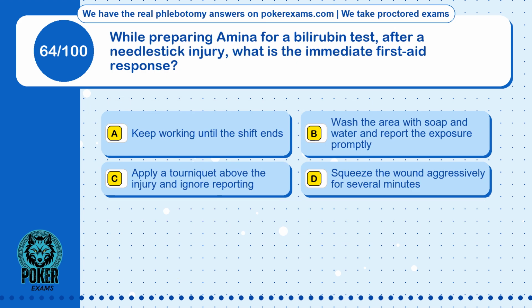Question 64. While preparing Amina for a bilirubin test, after a needle stick injury, what is the immediate first aid response? Option A, keep working until the shift ends. Option B, wash the area with soap and water and report the exposure promptly. Option C, apply a tourniquet above the injury and ignore reporting. Option D, squeeze the wound aggressively for several minutes.